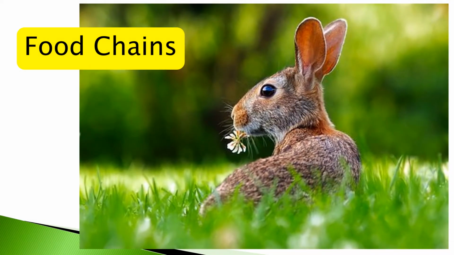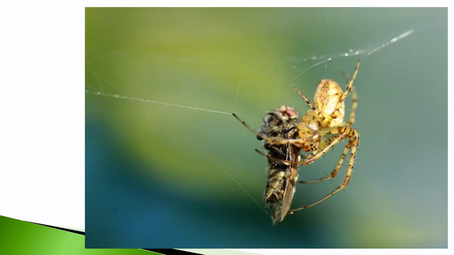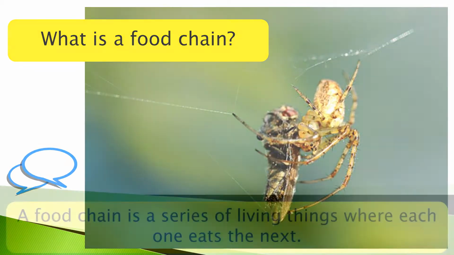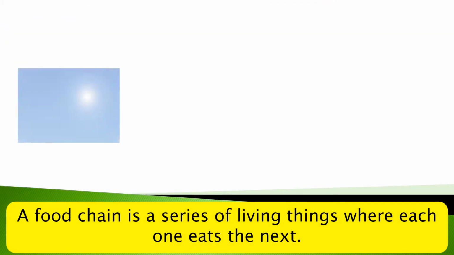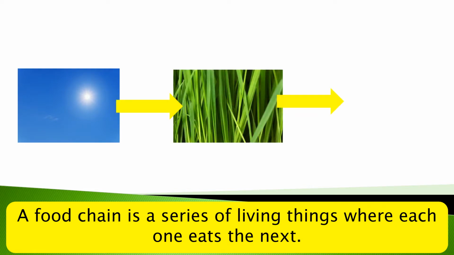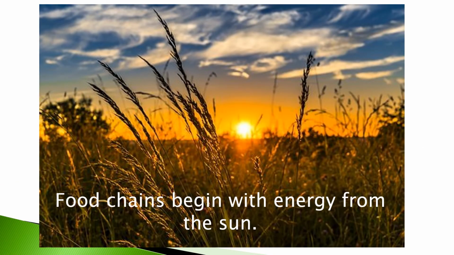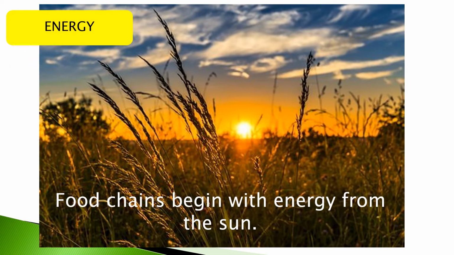This video is about food chains. Firstly, we need to know what is a food chain. A food chain is a series of living things where each one eats the next. Food chains begin with energy from the sun.